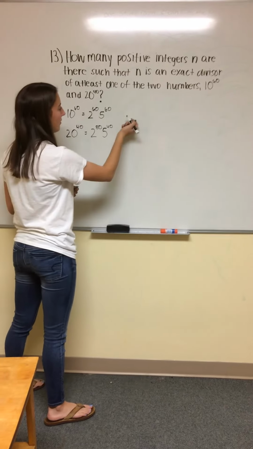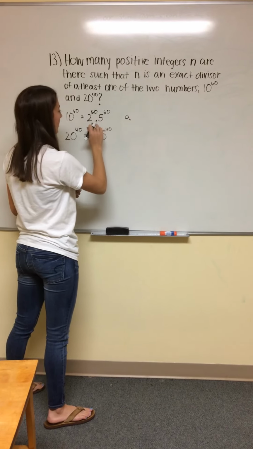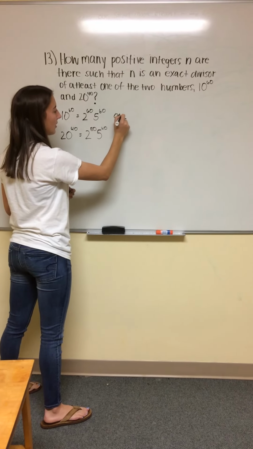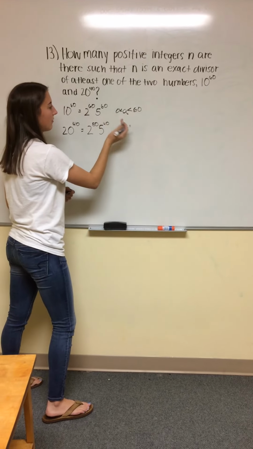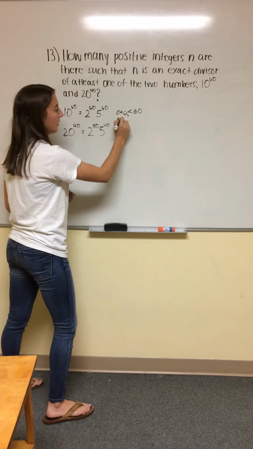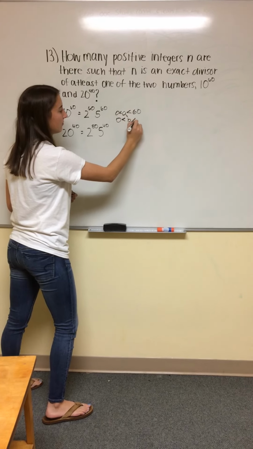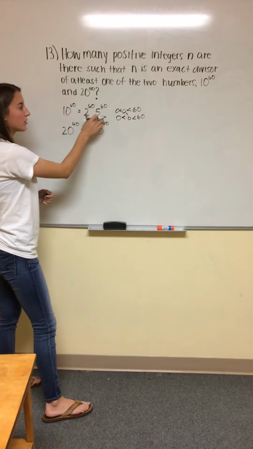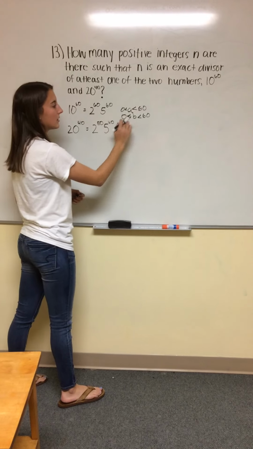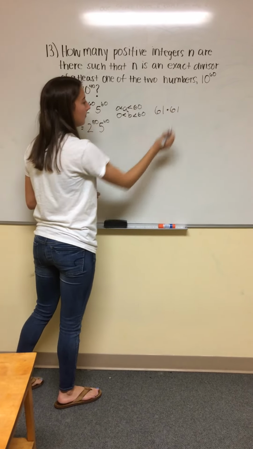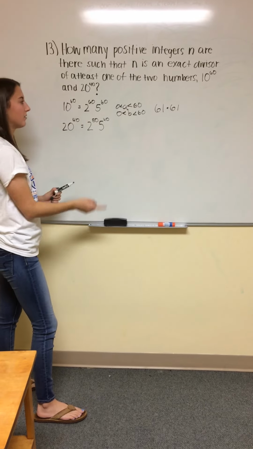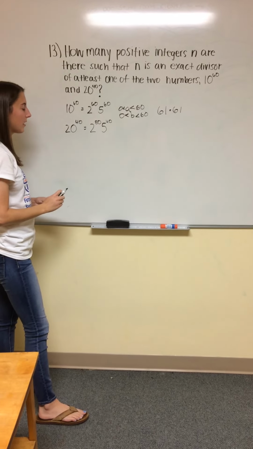So you know the a value for 2 can be anywhere from 0 to 60, and the b value can also be. So for the first one, you go from 0 to 60 for both of them, so you get 61 times 61, and that's how many exact divisors there are of 10 to the 60th.